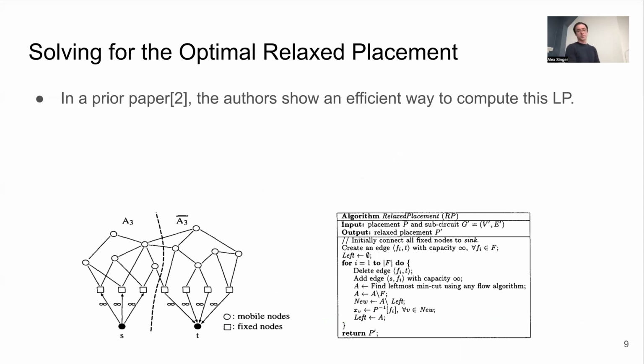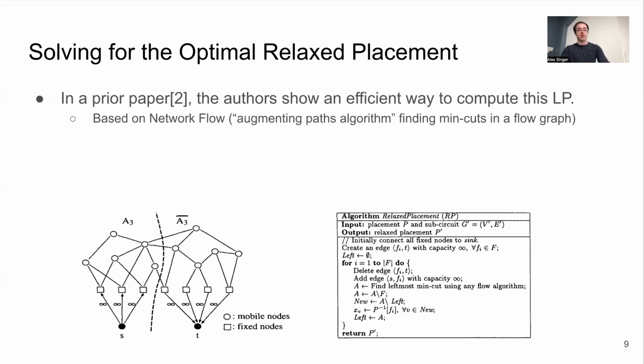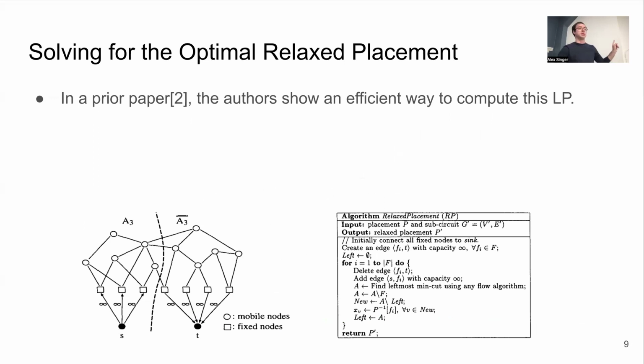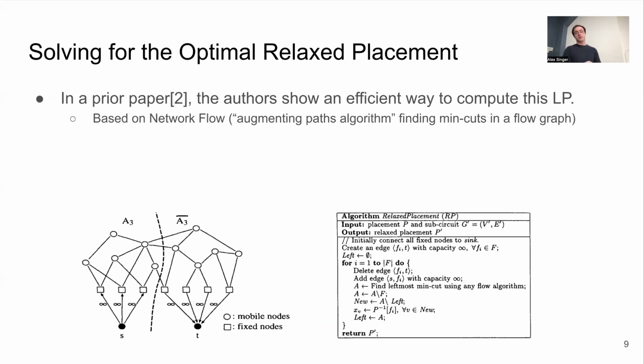How does it work? So in a prior paper, the authors show that we can efficiently compute this LP, this particular LP, not all LPs. They're focusing just on this one. It's based on a network flow where they use an augmenting paths algorithm, finding the min cuts in a flow graph. And I'll step through the algorithm in a moment. The authors prove that this will find an optimal solution. Now you have to go into the 2002 paper to find that proof, and they call it a proof sketch instead of a proof. So I just thought that was interesting.